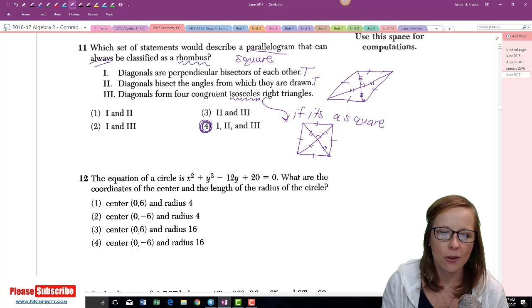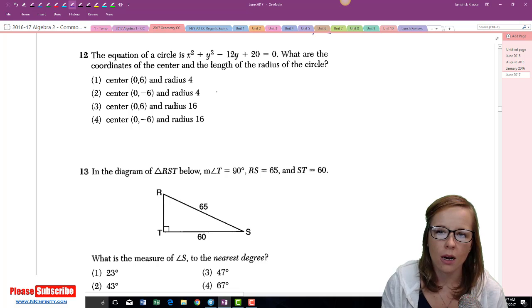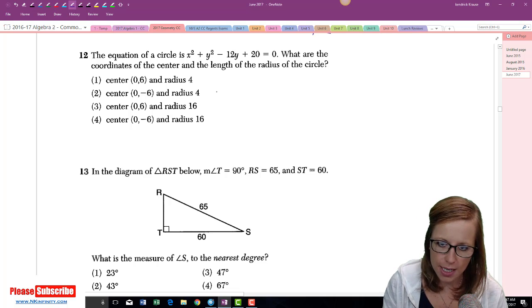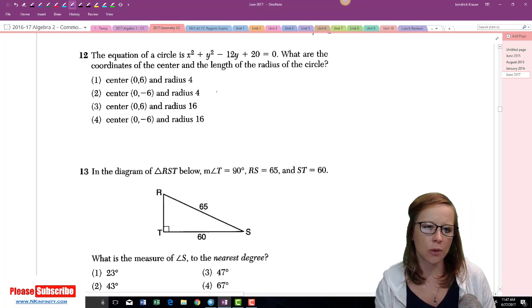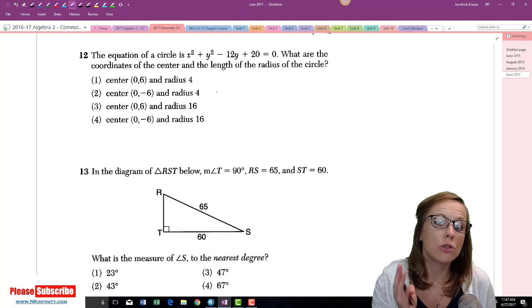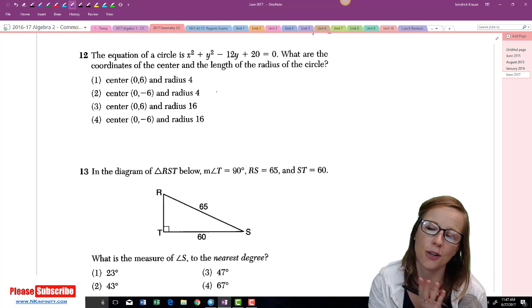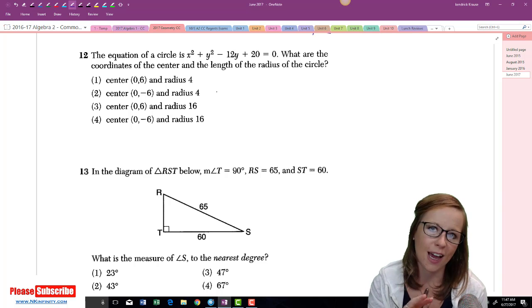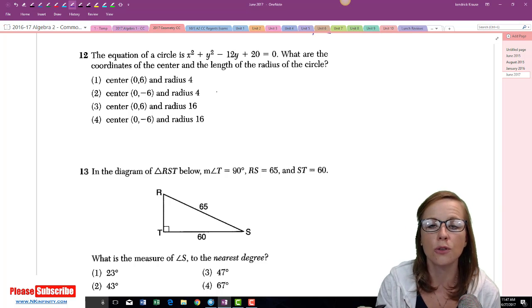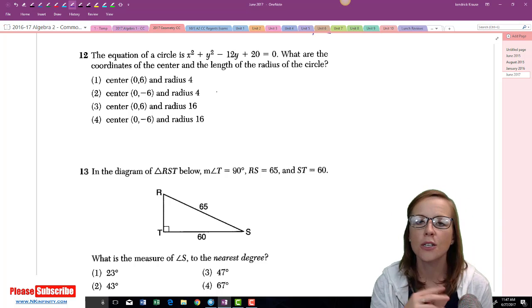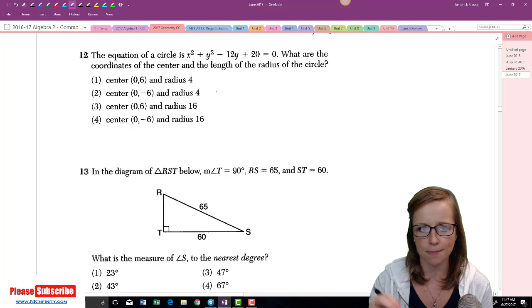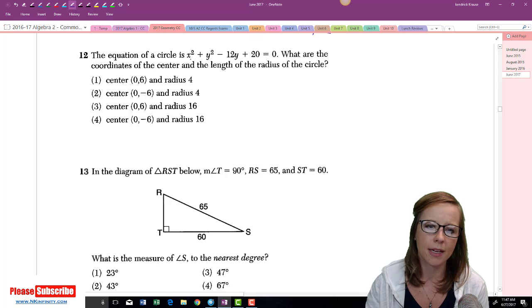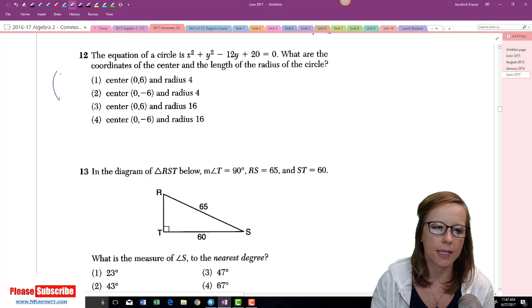Okay, the equation of a circle. What are the coordinates of the center and the length of the radius of the circle? All right, so this is actually one of my favorite questions. You do need to know how to do this. You had to complete the square in algebra. You use it this year for circles. You will use it again next year in Algebra 2 for quadratics and circles. So just make sure you know how to do this. The number that we add when we complete the square is b over 2 squared.